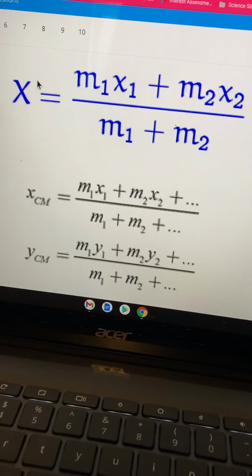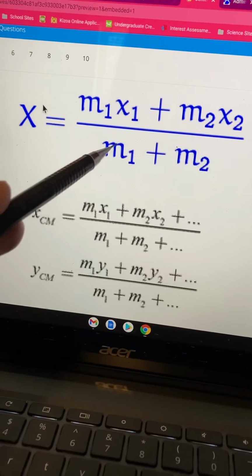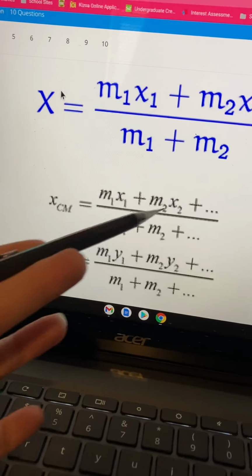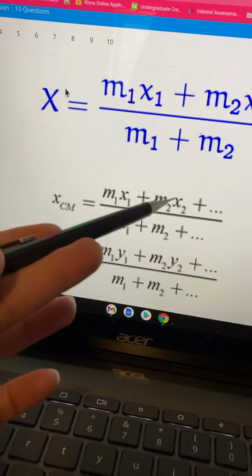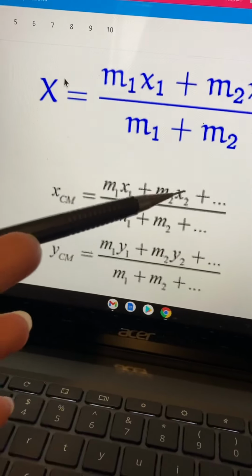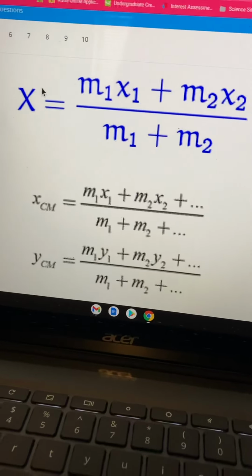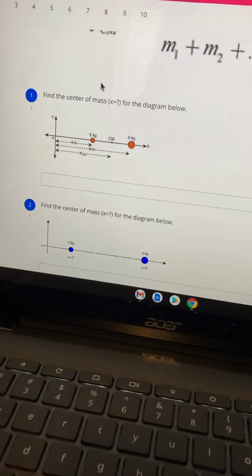You can have a whole bunch of different points that you're looking for. This one is just if you have 2 masses, but if you have 17 masses, you would just continue on: M1, X1, M2, X2, for however many you have, and then add their masses at the bottom. So we're going to look at the first one.